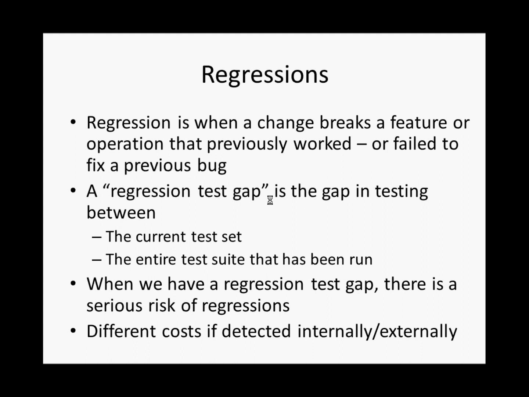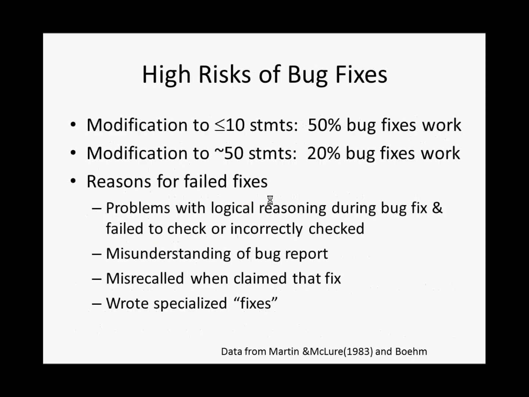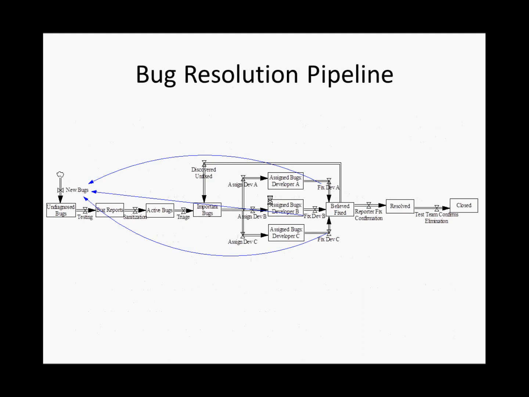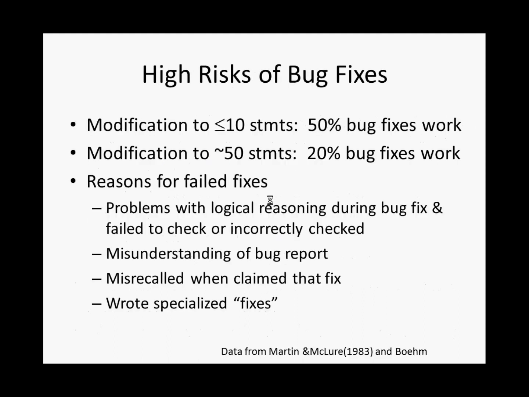Okay. Now, the key point here that I want to emphasize, and it bears understanding, is that first of all, there's a high risk of reemergence of bug fixes. Bug fixes are very problematic. Often, the statistics on these are sobering. If you modify less than 10 statements in your bug fix, only 50% of bug fixes tend to work. Okay? So a lot of the time, you think you're putting in a fix, and it's actually not fixed. Modification to 50 statements, about 20% of bug fixes work.